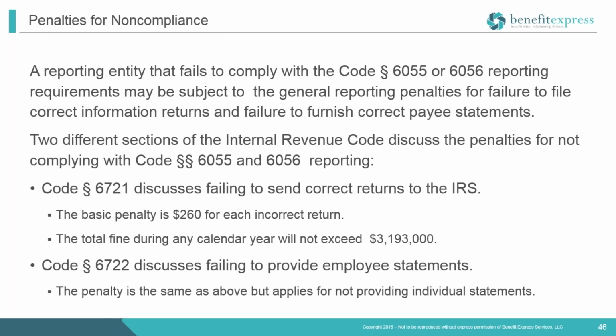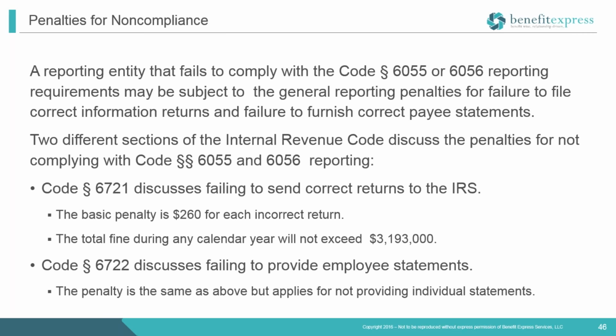Now, penalties. In the past, there was good faith compliance. If you made a good college try, then the IRS will not penalize you. That is gone for 2017. And if a reporting entity, if an employer fails to comply with 6055 or 6056, and the forms are not complete and correct, you could be penalized.